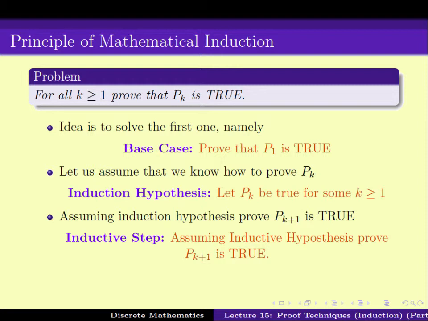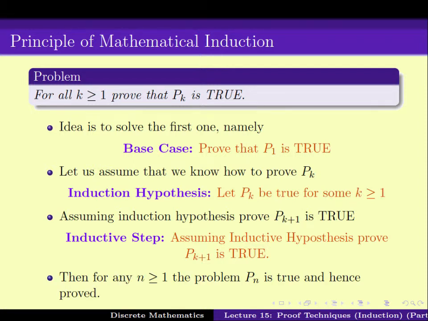Now these three steps, if you can solve them, then we prove that the whole problem is true. All the three steps are essential. So the steps are basically: P1 is true, then defining the induction hypothesis, and then using the induction hypothesis to prove the next one is true, thus the inductive step.